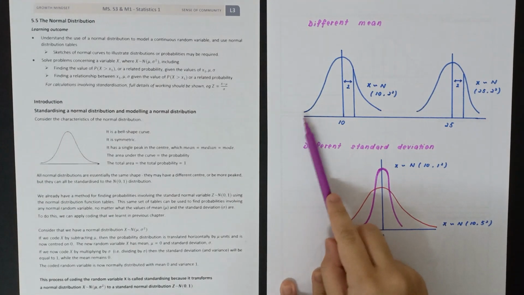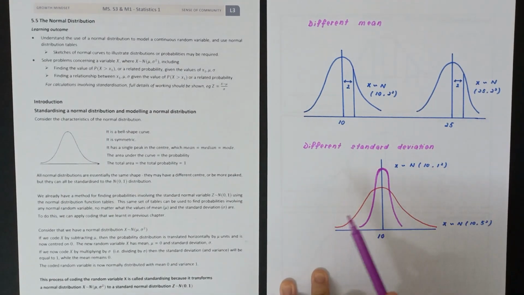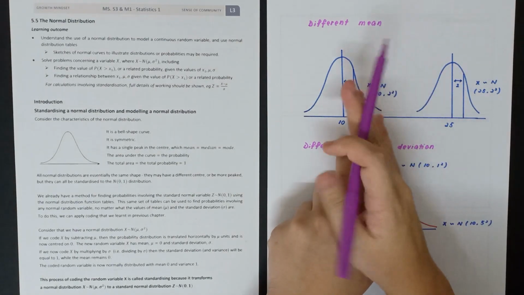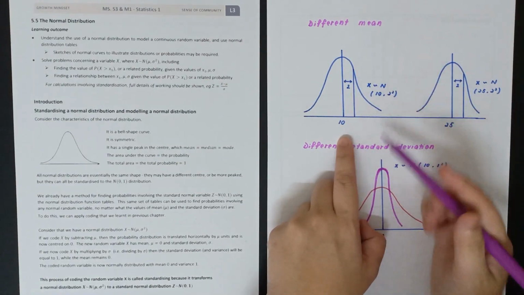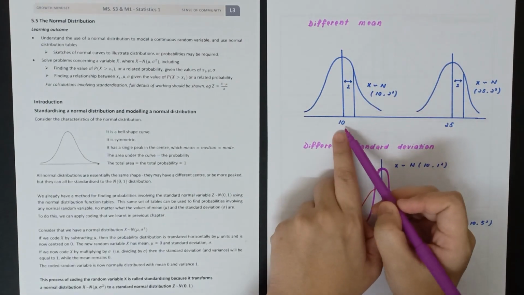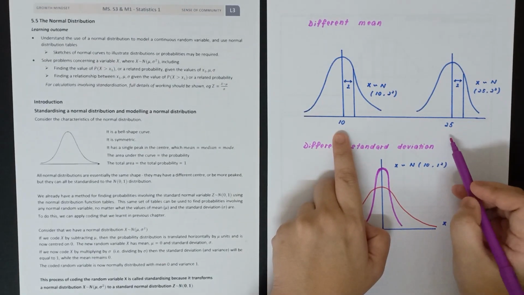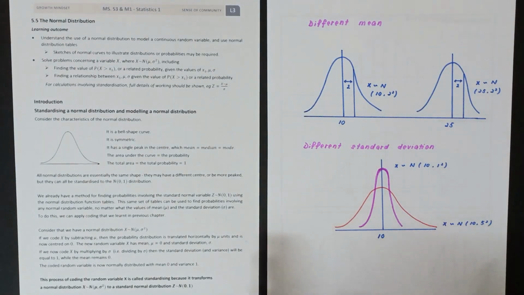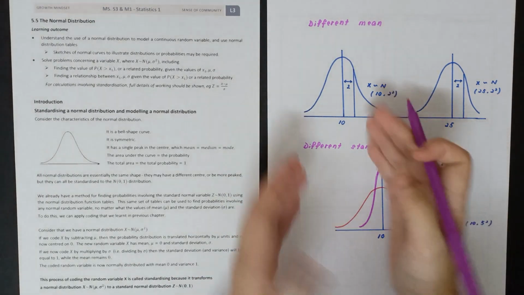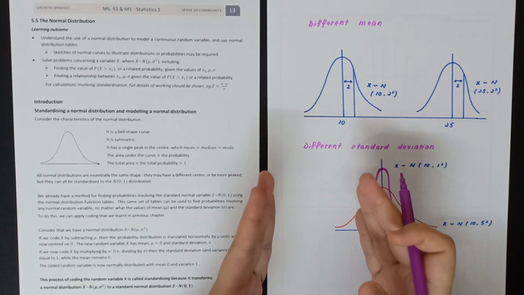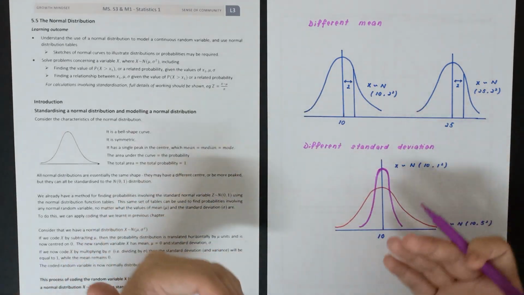Okay, but if I draw this on the number line, then you'll realize that this one will be on the right hand side of this graph. So the mean here is 10, but the mean here is 25. So this is how it looks if a distribution has a different mean but the same variance. Variance tells you the average distance from your mean, so you can see that variance actually tells you how spread out your data is.